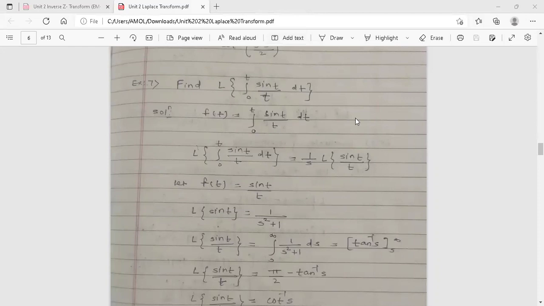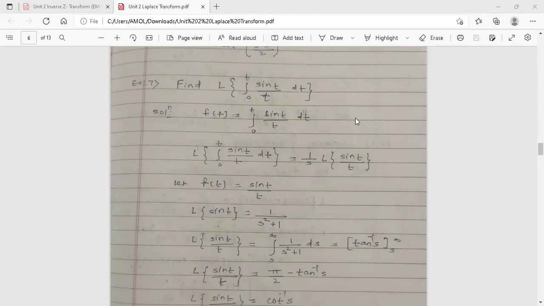Today's topic is Laplace transform. In the last lecture also, we discussed Laplace transform of some standard functions and properties of Laplace transform. Also, we discussed a few examples on Laplace transform. Here in this lecture also, we are going to discuss a few examples of Laplace transform.